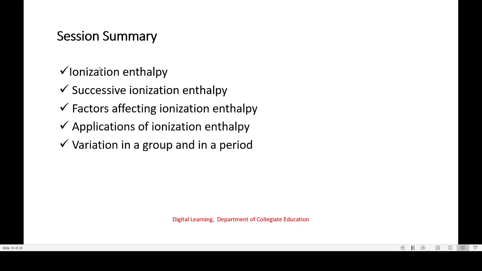And coming to the session summary, in this video we have defined what ionization enthalpy is, what successive ionization enthalpies are, and the factors that affect the ionization enthalpy, like atomic size, electronic configuration, nuclear charge, the number of electrons in the inner shell, as well as penetration. We also covered the applications of ionization enthalpy, which give an indication about the nature of metals and non-metals, reducing power, reactivity, and the number of electrons in the valence shell. We also learned the variation in a group, where the ionization energy decreases, and in a period, where it increases along with a few abnormalities.